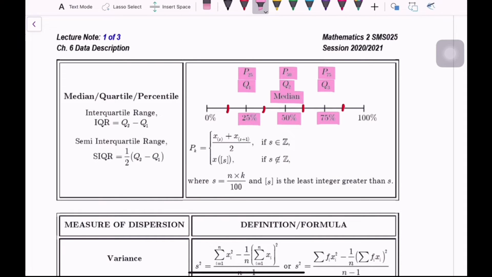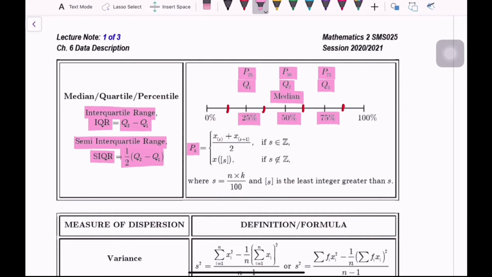To find the interquartile range, we write it as IQR. The formula is subtraction of Q3 and Q1. Semi-interquartile range, symbol SIQR. The formula is half of Q3 minus Q1.